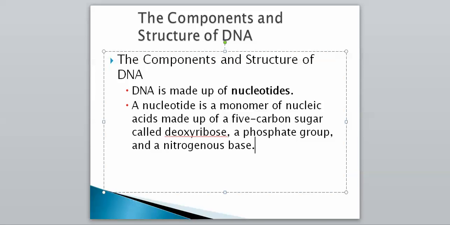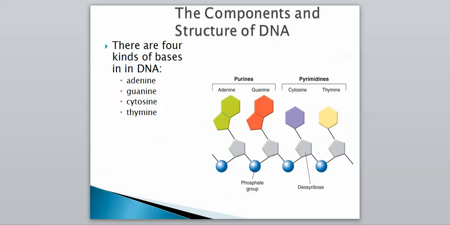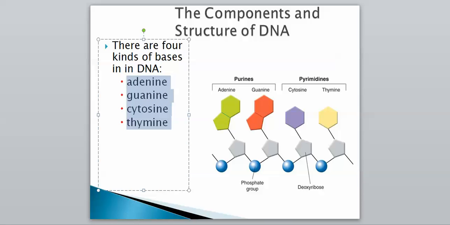And there are 4 kinds of these nucleotides that make up DNA. Our 4 types are adenine, guanine, cytosine, and thymine. You're going to need to know all 4 of these: adenine, guanine, cytosine, and thymine. There's really no way to memorize those, maybe come up with a mnemonic device that helps out some people. But you're going to need to know that these are the 4 bases that make up the nucleotides that make up our DNA. So these are our first important part of the structure of DNA.